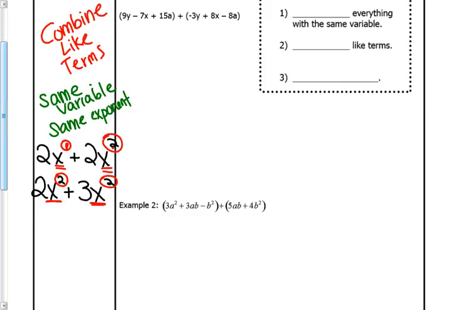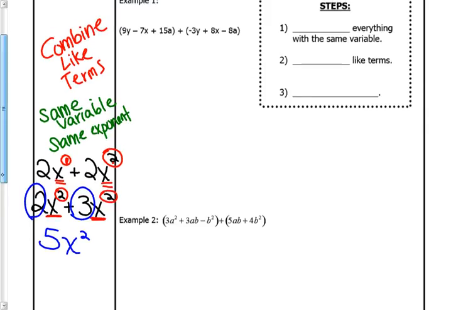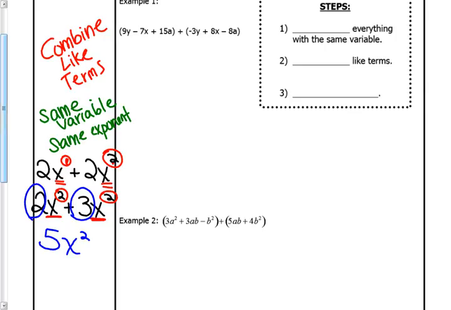And when we combine them and add them, all we're really doing is adding the coefficients. 2 plus 3 is 5. And then this would just keep our x squared the same. So 2 plus 3 is 5, so that becomes 5x squared. Okay, so we're going to do these, but we're going to do them with more than just 2 terms here. We've got a lot going on, right? So as long as we can identify what like terms are, we should be able to easily combine these up.